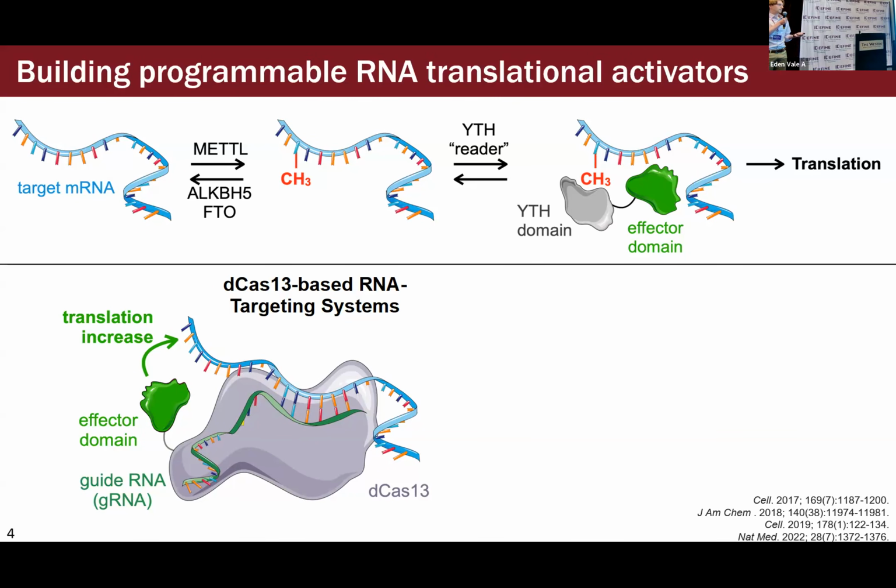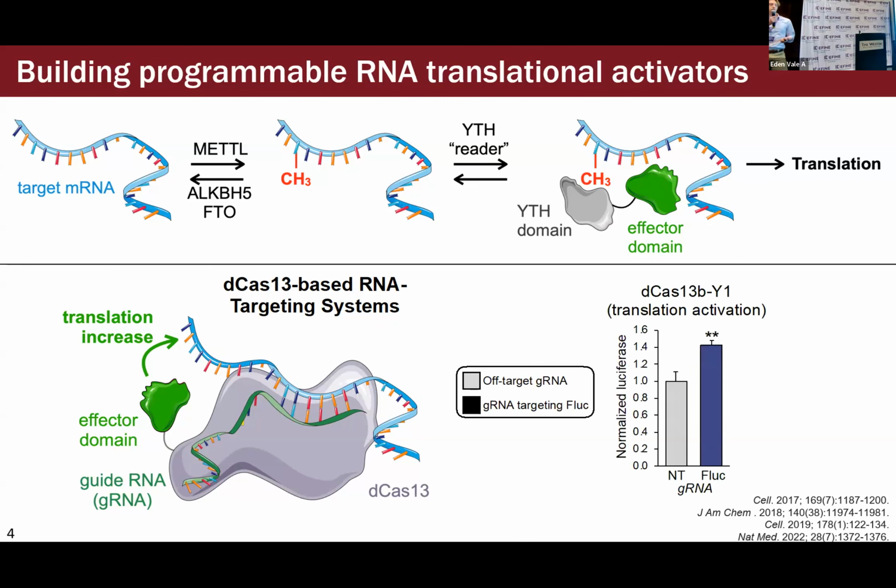And so this fusion of the effector translation activating domain of Y1 with the RNA targeting Cas13, when targeted to an mRNA that encodes firefly luciferase, we saw that if we measure the enzymatic output of firefly luciferase, which is light, compared to a guide RNA that does not bind the firefly mRNA, we have an increase in luciferase expression with the on-target guide. So this just validates the idea that we can build programmable translational activators that target a specific mRNA of interest.